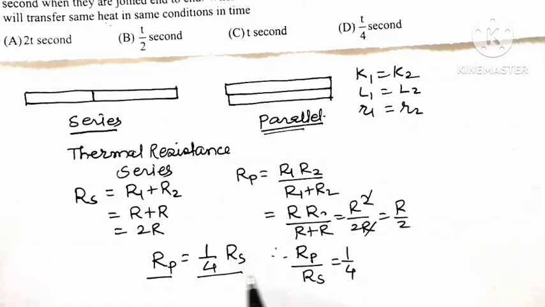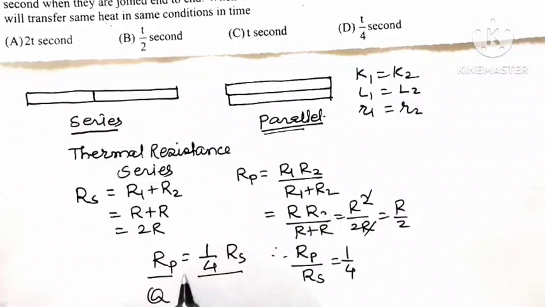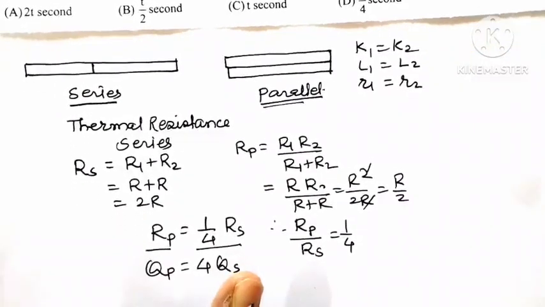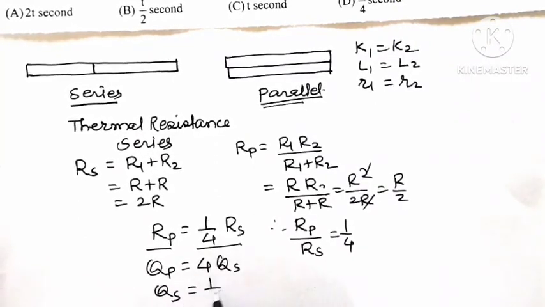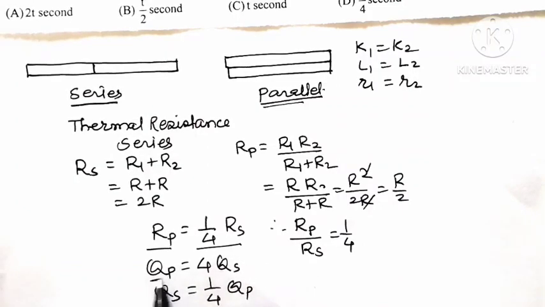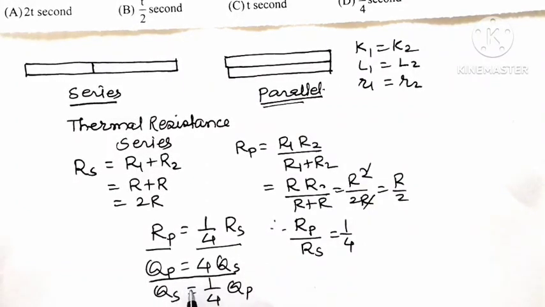It means the thermal resistance is 1/4 of the resistance in series, which means heat flow will be 4 times greater. Qp must be equal to 4 times Qs, or Qs must be equal to 1/4 of Qp. Remember, as thermal resistance becomes 1/4, the rate of transfer of heat becomes 4 times. So Qp must be equal to 4 times Qs.